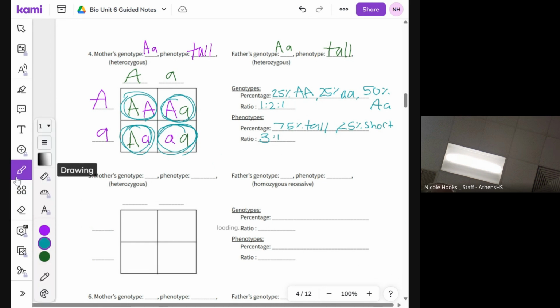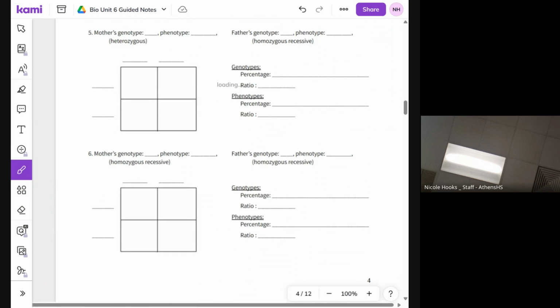All right. Okay, 2 more. So next pattern will be mom is heterozygous. Dad is homozygous recessive. Mom is tall. Dad is short.